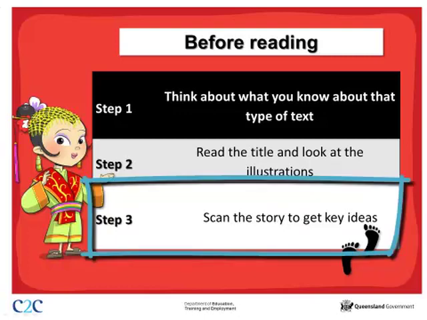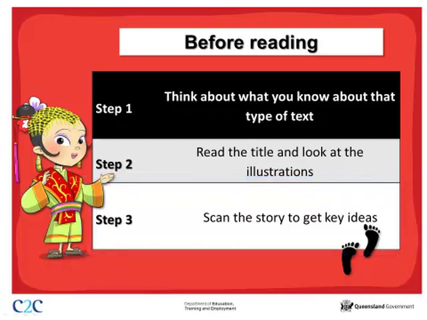And the third step is to scan the story to get the key ideas. To scan means to glance over the story to pick out any key information or ideas, or any words or place names that you may not be able to read or pronounce. Don't read every word, just pick out some as you look over the words. Sometimes you might come across some tricky words that you haven't seen before. In the traditional stories in this unit, there are many Asian names that can be hard to pronounce. You can always ask somebody to help you.